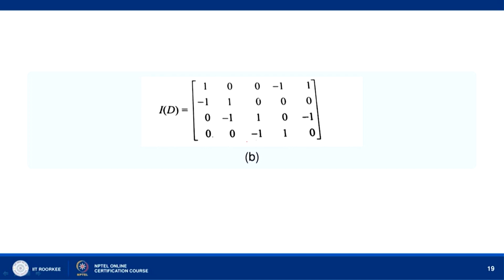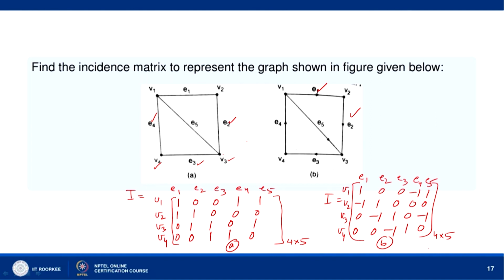So, that is how we find the incidence matrix for the case of the two graphs. One is for the A part, which is the undirected graph, and the other is for the B part, which is a directed graph. So, that is all in this lecture. Thank you very much for your attention.